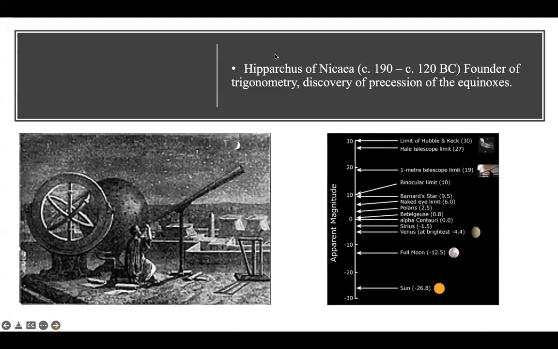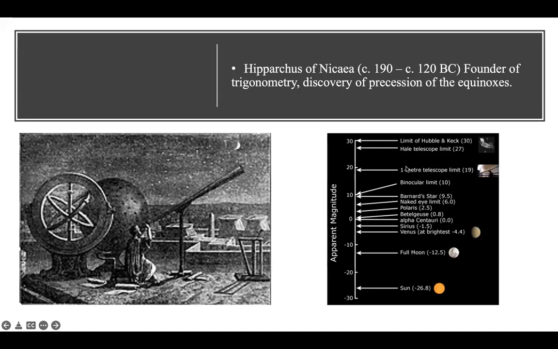Right? So Hipparchus was the first one to actually measure the brightness of stars, and he set up this thing which is called the magnitude scale. We spoke about magnitudes, and this is the magnitude scale. The sun's magnitude is minus 26, the full moon is minus 12. But if you look at, for example, Sirius, it is minus 1.5. Betelgeuse in Orion is 0.8.